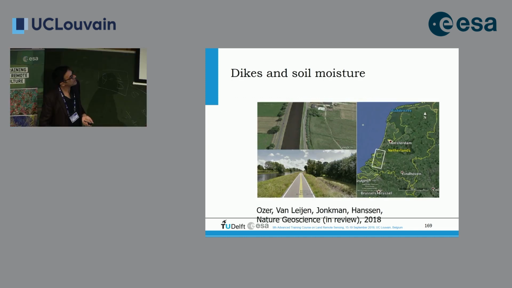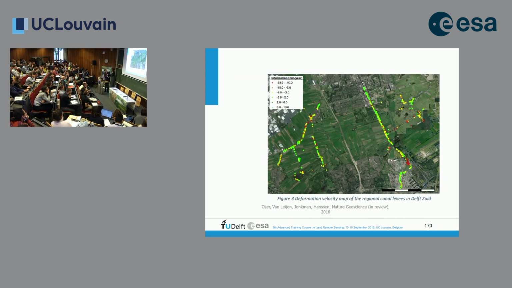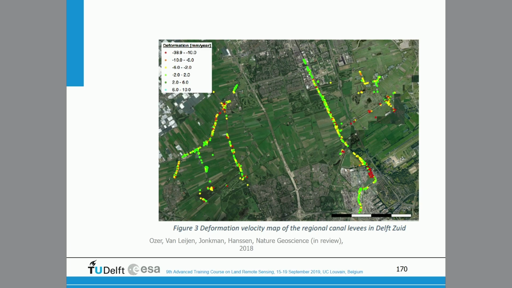Finally, for the dikes, I told you that these dikes are very important to keep the land dry. You see here the land is much lower than the water, so the dikes are very protective. We also analyzed the reflections that we get from these dikes, and you can see them over here. Green is relatively stable, but if there are red dots, it means that these dikes are moving, that there is some kind of instability over there.